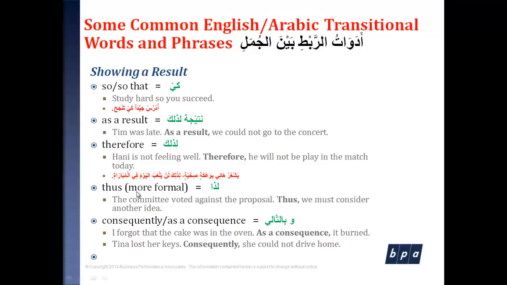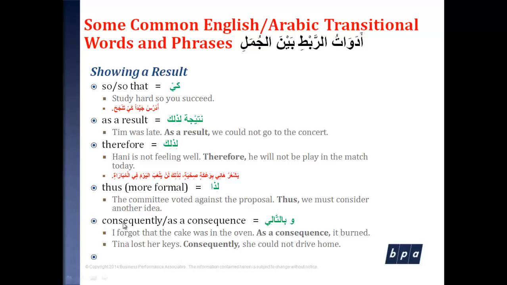Thus, this is more formal. لذا. The committee voted against the proposal, thus we must consider another idea.